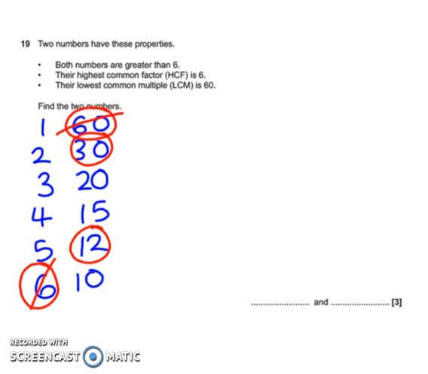And just to be clear, so 6 is the highest common factor of 12 and 30. Yeah, that works. And also 12 and 30, they have 60 as a multiple and 60 as the lowest common multiple. So that's right. Perfect.